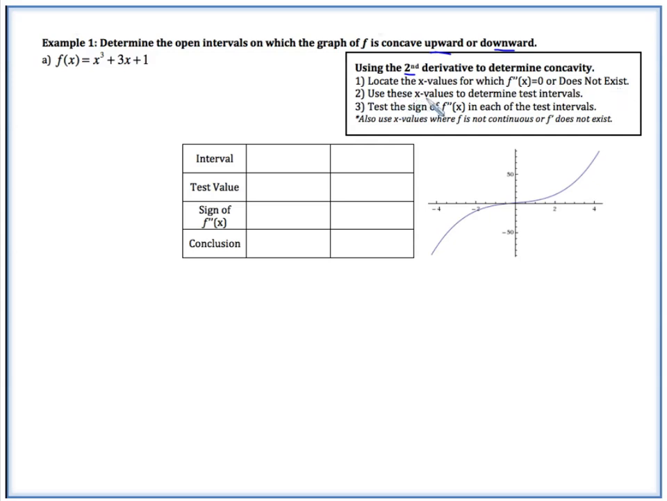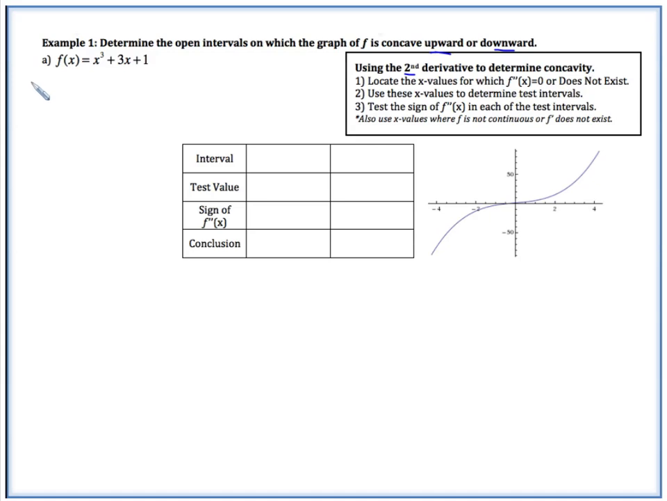Okay, we're going to use these x values as our testing intervals. And then we want to test the sign of f double prime of x, or the second derivative, in each of the testing intervals. Now we also want to use x values where f is not continuous or f prime does not exist. So there's a couple little extra things there.